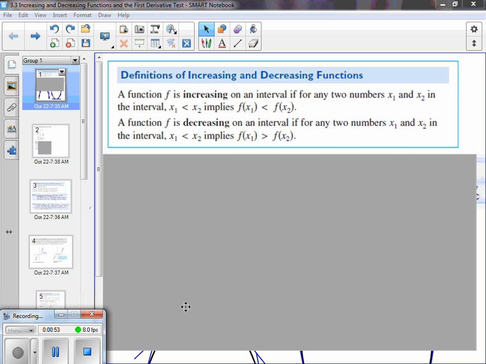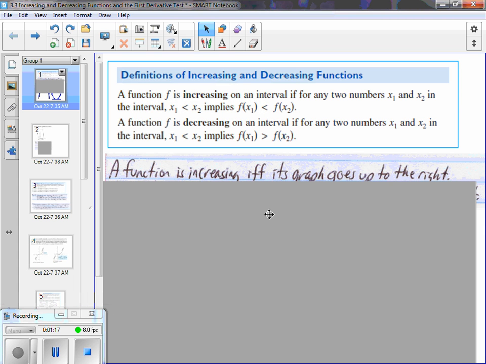A function is decreasing on an interval if for any two x coordinates, the x coordinate on the left gives you a y coordinate that's greater than the y coordinate on the right. Okay? If the y coordinate on the left is greater than the y coordinate on the right, then the function is decreasing. It works this way.